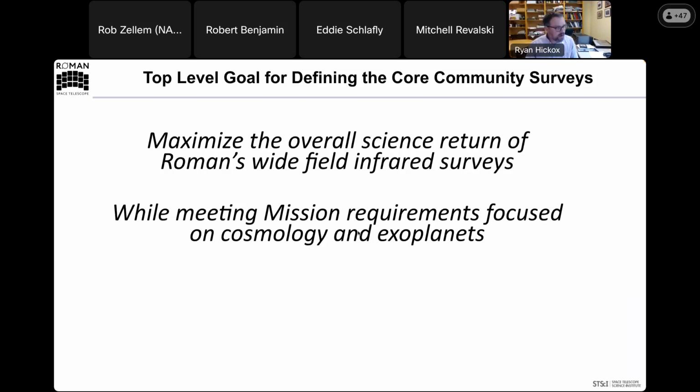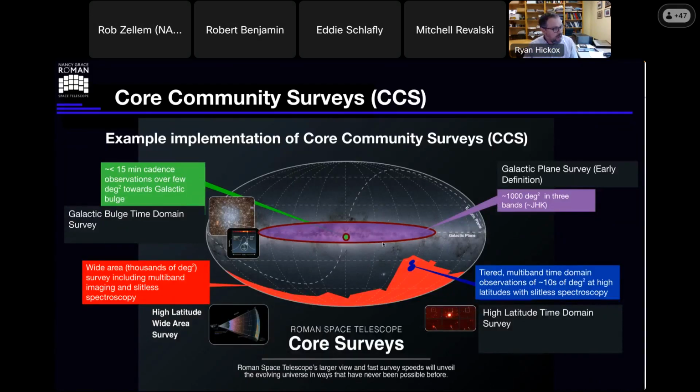Just to say, I forgot to mention, the three core community surveys are these three. We also have an early definition survey that will be done, characterized more as a general astrophysics survey, but one that is being defined early also by a community process, and that is a survey of the galactic plane. So that's another exciting piece of this whole science puzzle.